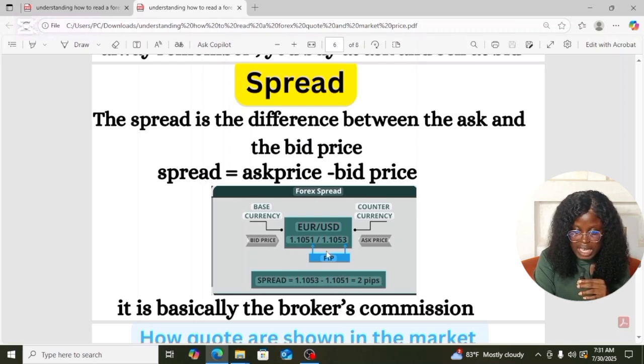So the difference in the ask price from the bid price is known as the spread, and this spread is the commission we pay to our broker. That's how our broker makes money. The spread is always in pips. In our subsequent video, we're going to explain what a pip is. Let's take it step by step so that we can absorb all the information in this course. Don't let us rush.